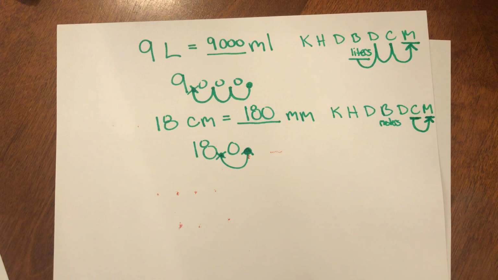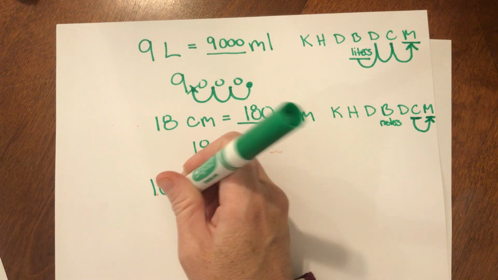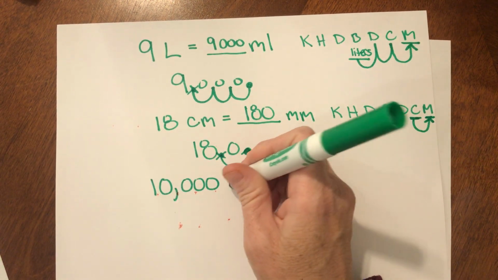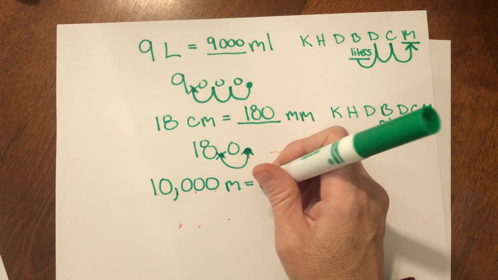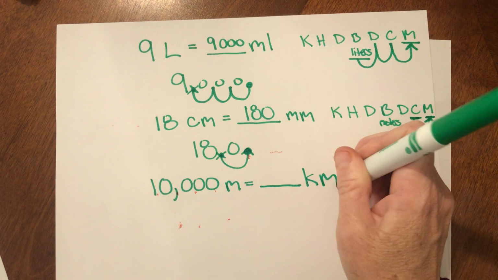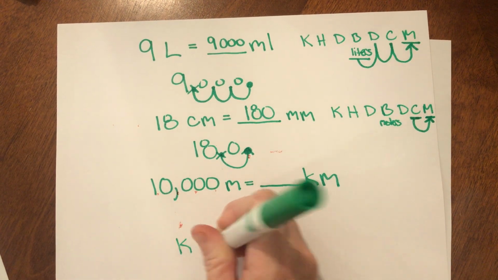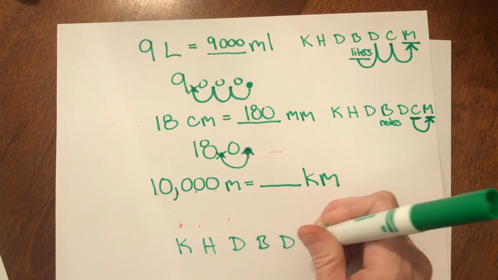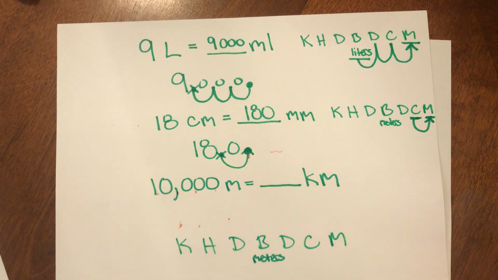Okay, let's try another one. Ready? Okay, 10,000 meters is equal to how many kilometers? Okay, so I'm not squished, I'm gonna do it down here. Okay, I notice I see meters, which I know is a base measurement. Meters, liters, and grams are base measurements. So I have King Henry died by drinking chocolate milk. And my base measurement is meters.